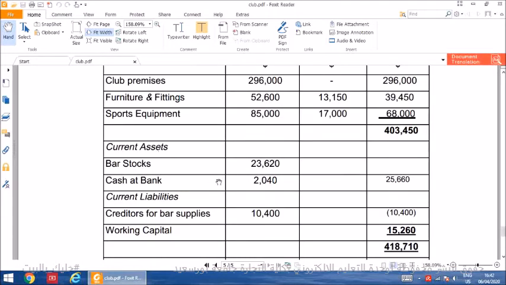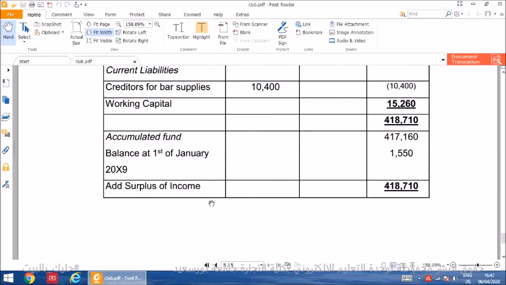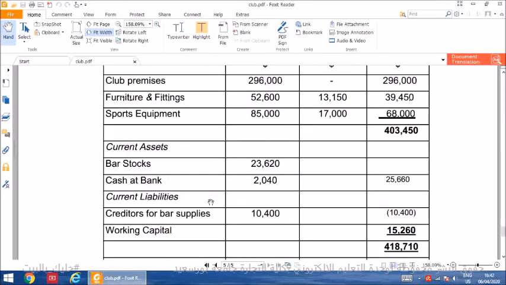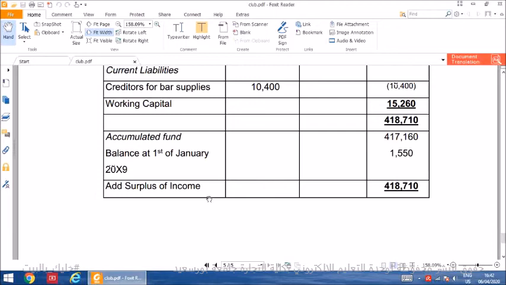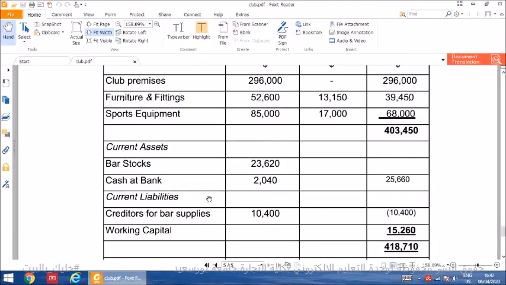And current assets: bar stock, cash at bank. Current liabilities, deducted. Creditors for bar supplies, deducted from current assets. The difference between current assets and current liabilities equals working capital.